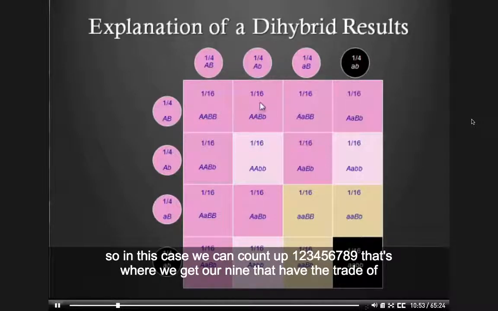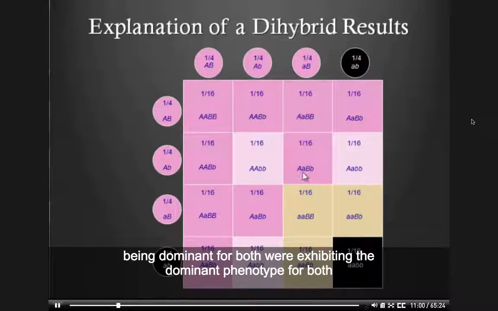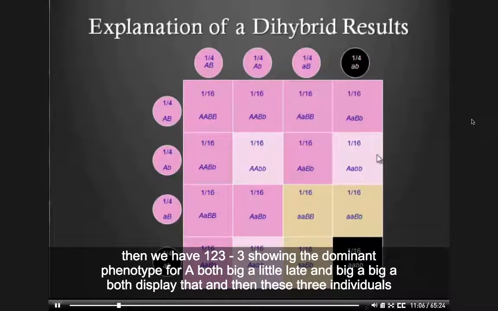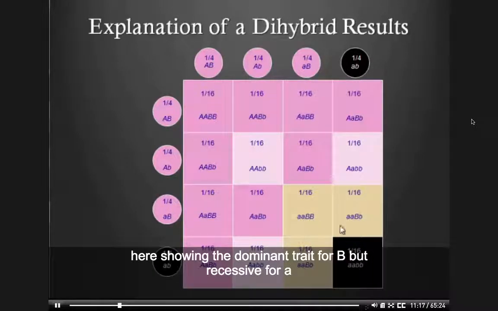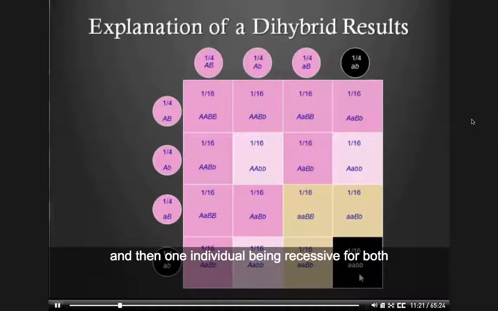So in this case, we can count it up: 1, 2, 3, 4, 5, 6, 7, 8, 9. That's where we get our 9 that are dominant for both, or exhibiting the dominant phenotype for both. Then we have 1, 2, 3, showing the dominant phenotype for A, both big A, little a, and big A, both display that. And then these three individuals here show the dominant trait for B, but recessive for A. And then one individual is recessive for both.